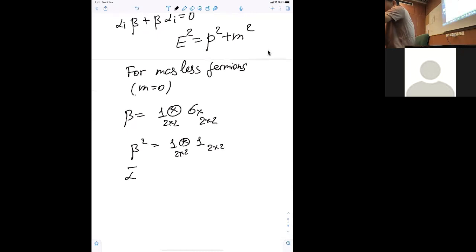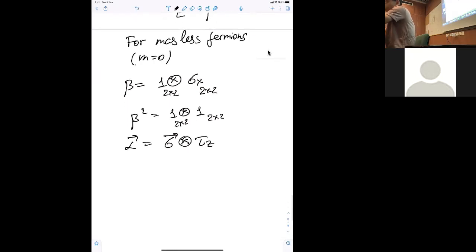And alpha is a set of matrices which is a product of the vector of Pauli matrices with tau z, a Pauli matrix. So the vector of Pauli matrices is just sigma x, sigma y, sigma z, and these are conventional Pauli matrices. Tau z is the same as sigma z, but just in another part of our tensor space.